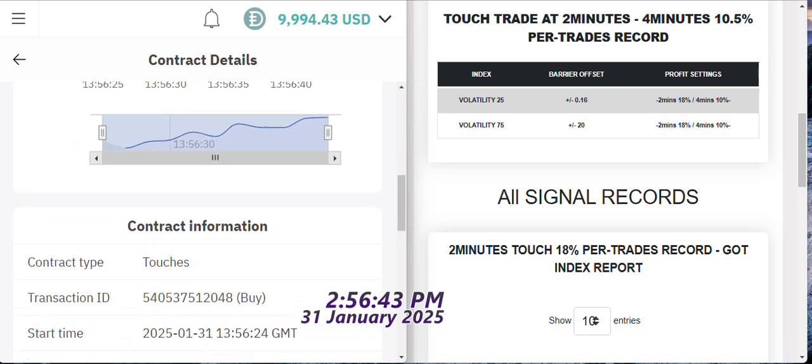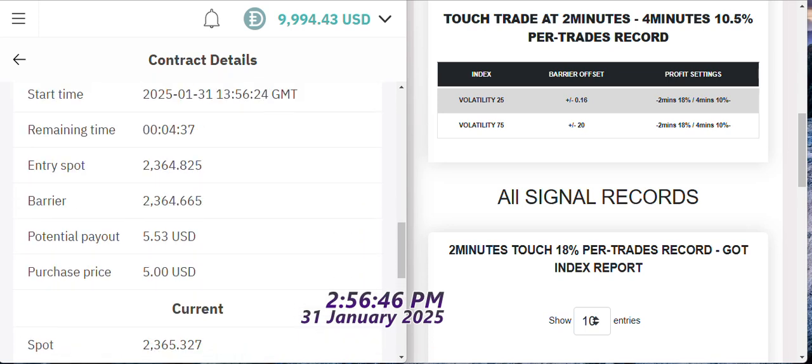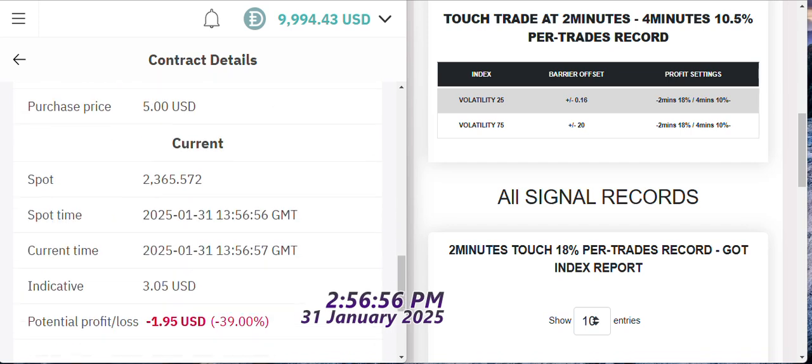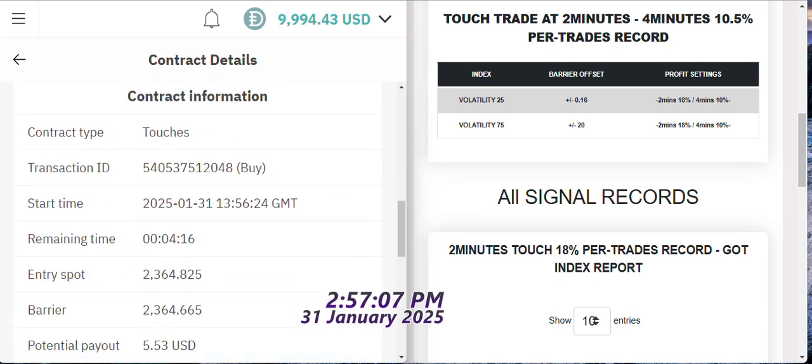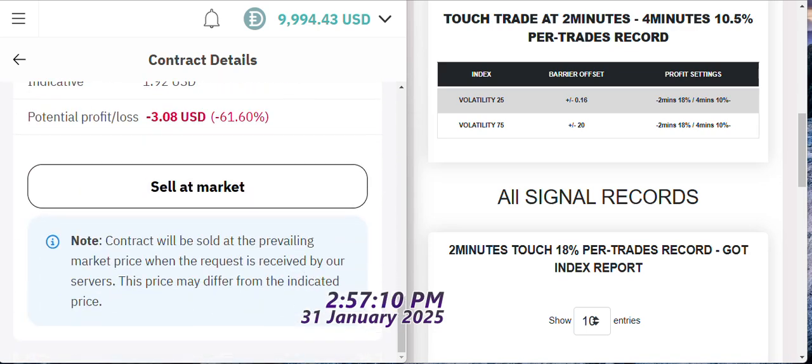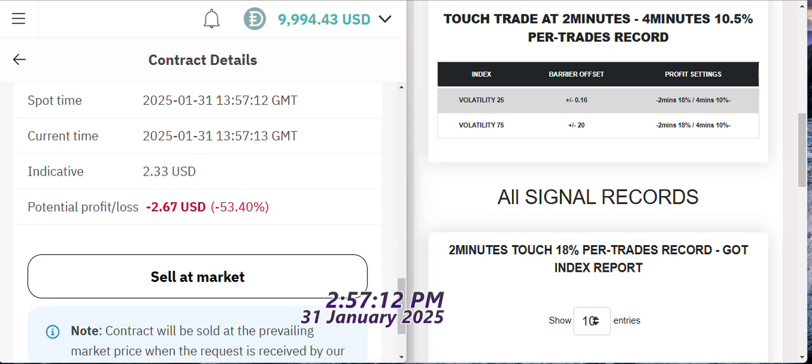Now, if you have this thing running, look at the time here. If this trade runs for 50 to 60 seconds and you have not won it, you are seeing your potential profit. This one is now minus 50. The next thing you do, this has already used like 40-something seconds. It is still at 50-something percent. All you need to do is to come here and click on sell at market.